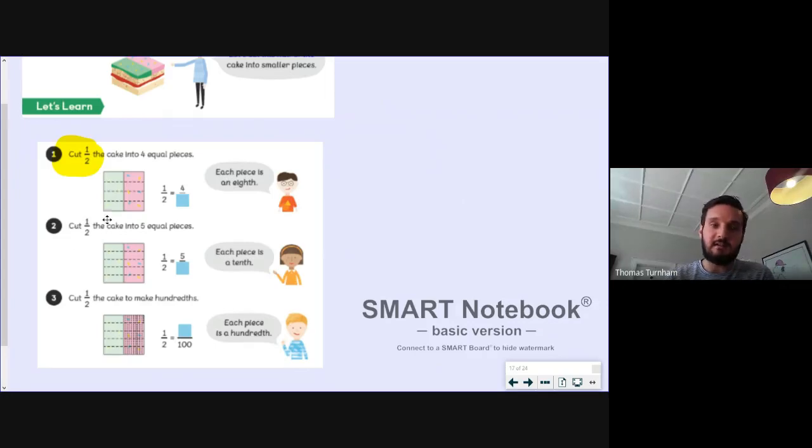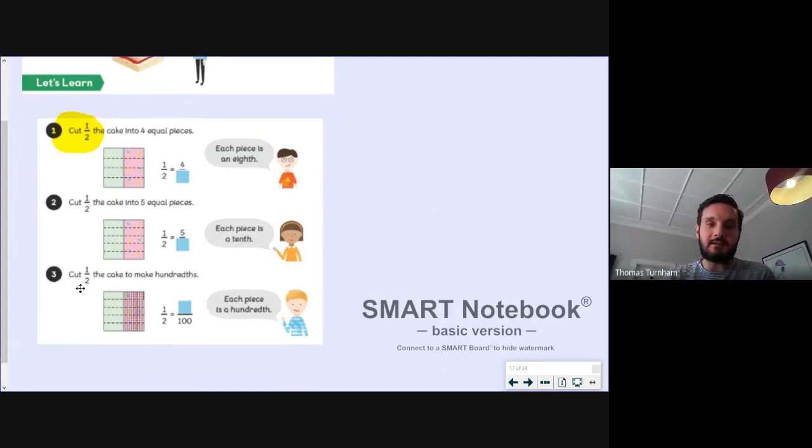I could cut this half into 5 equal pieces. So my half, the pink half, is now 1, 2, 3, 4, 5, which means the whole cake is how many pieces? 10. So half of the cake, the half that I'm going to eat, is now worth 5/10. Exactly the same size, but I could call that 4/8. I could call it 5/10.